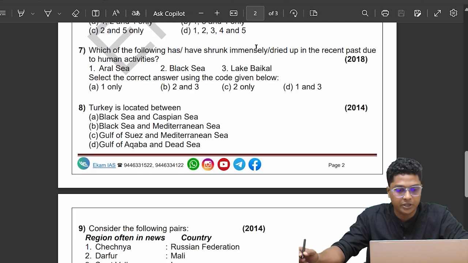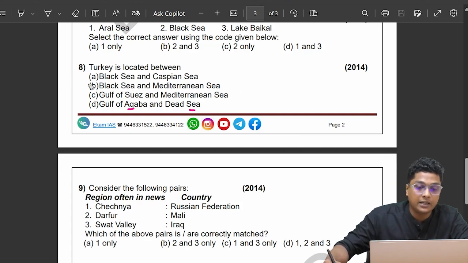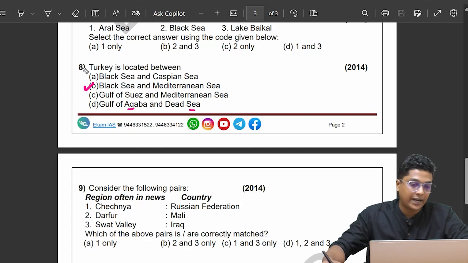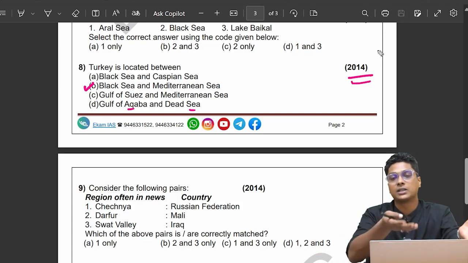Then moving on to the next question. See this question, Turkey. Turkey is located between Black Sea, Caspian, Black Sea, Mediterranean, Gulf of Suez, Mediterranean, Gulf of Aqaba, Dead Sea. These options we have seen, but anyway, the correct answer here is between Black Sea and Mediterranean Sea, we have the Turkey. So try to remember these questions were asked at the prime time when Turkey was in news.